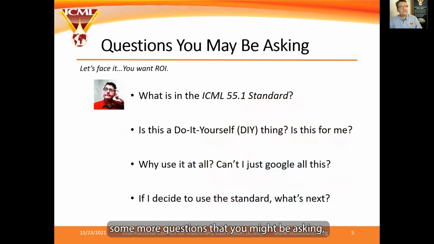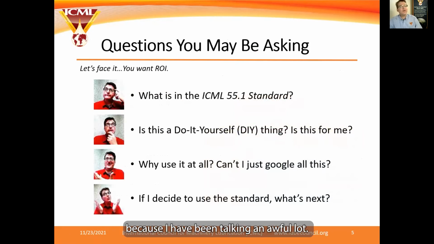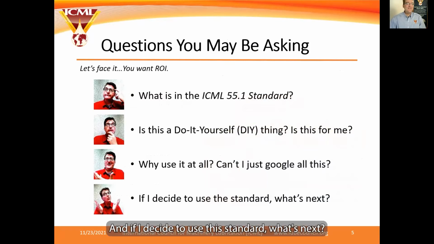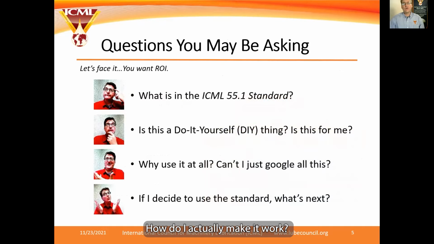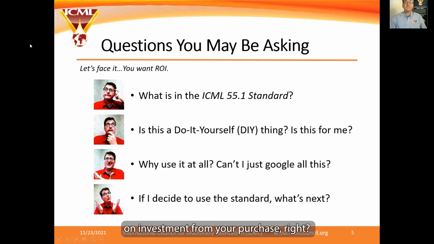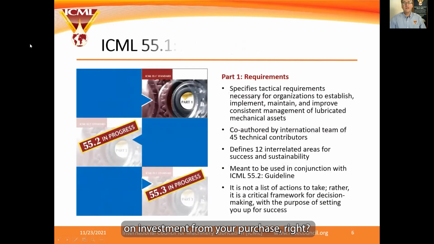So here's some more questions that you might be asking, because I've been talking an awful lot. What's in the ICML 55.1 standard? And is this a do-it-yourself thing, if we're so inclined, or do we have to hire somebody? Why use it at all? Can't I just Google all this? And if I decide to use this standard, what's next? How do I actually make it work? And these are all important questions because you want a return on investment from your purchase, right?